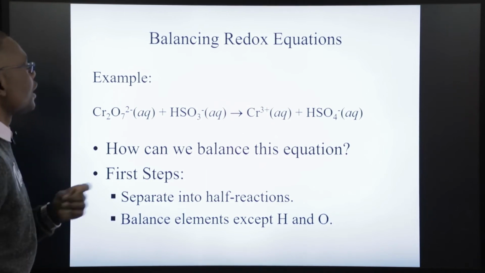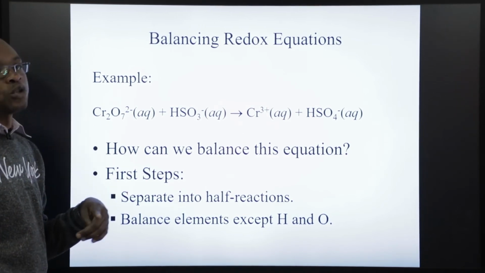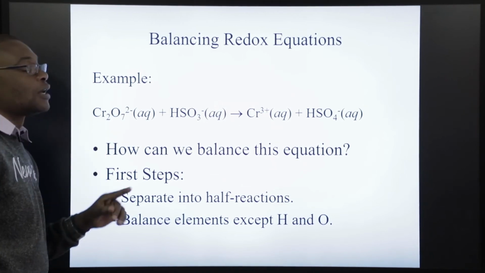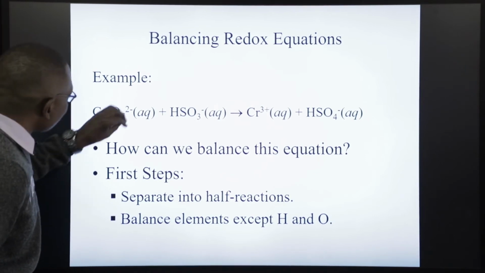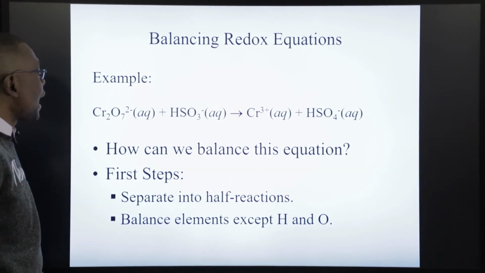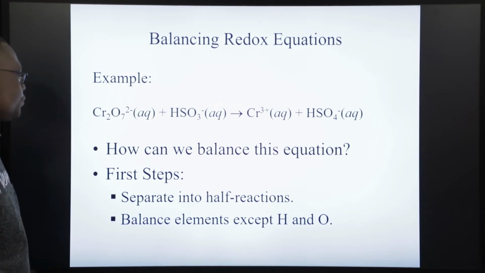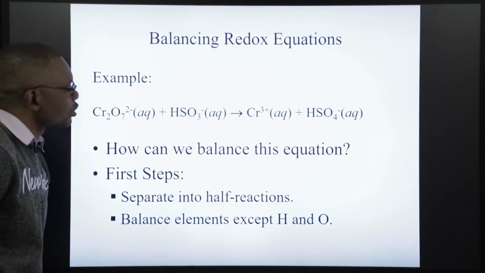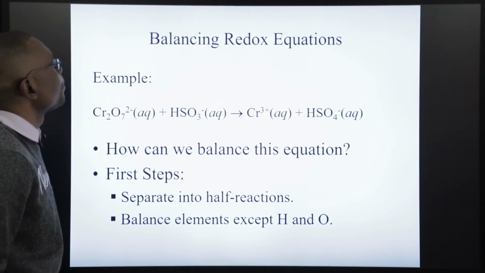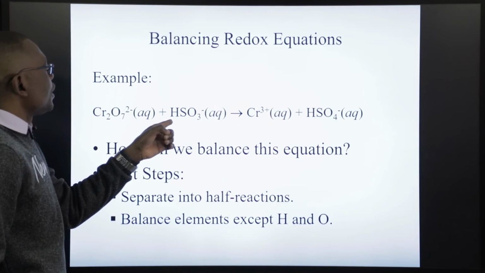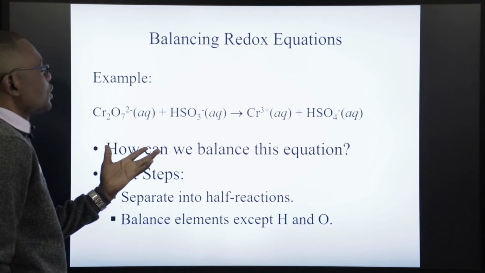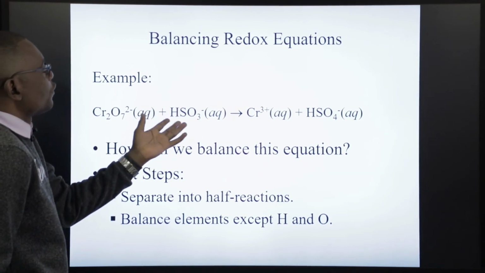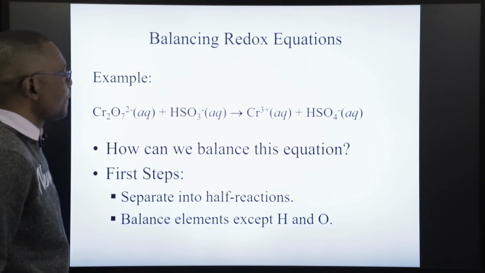So what does that imply? It means that each chromium atom in this ion is making 6 electrons available in stabilizing this dichromate ion. What about in the sulfurous or the hydrogen sulfite ion? You will see that we have an H plus and a sulfite SO3 2 minus, and they are balancing off because of their charges there.